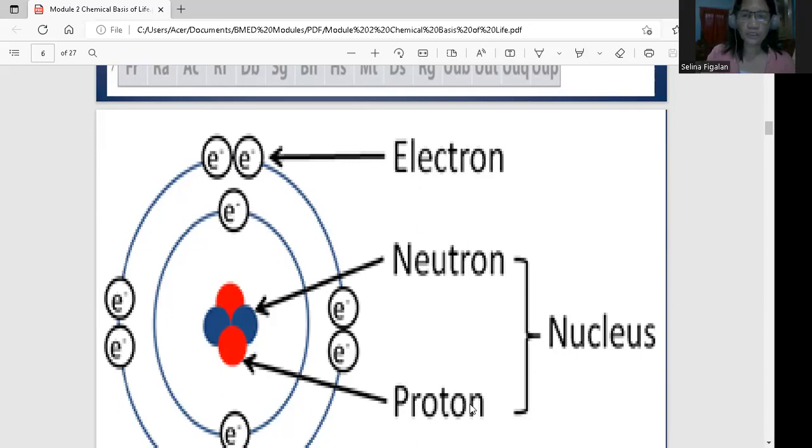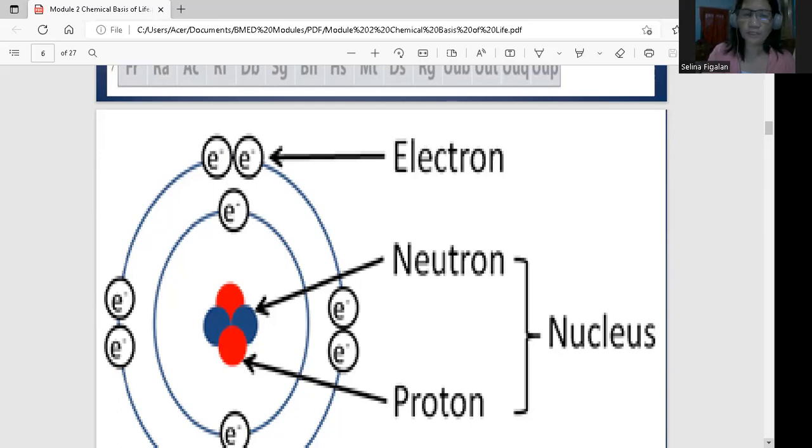If you recall your previous lesson in chemistry, the number of electrons and the number of protons are the same as the atomic number. For example, if the atomic number is 15, then the number of electrons and protons are the same. Only the neutrons differ. That is the reason why the atomic mass differs, because atomic mass is equal to the atomic number plus the number of neutrons.